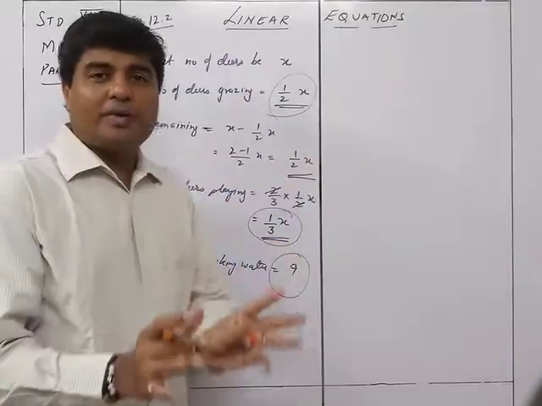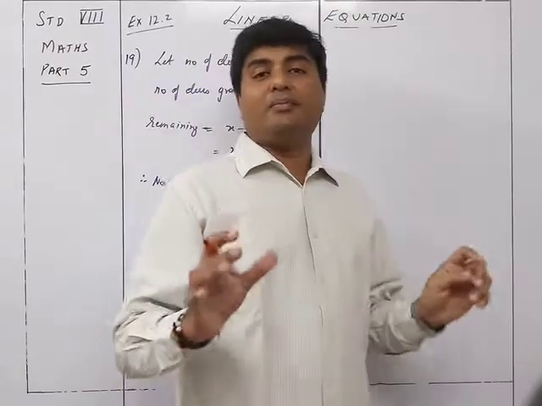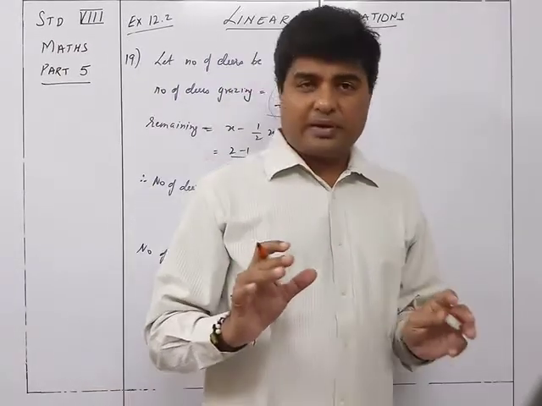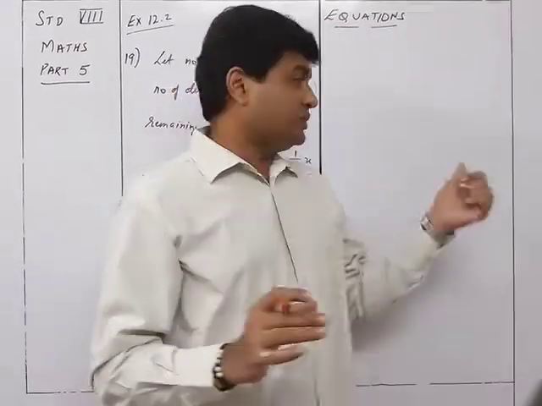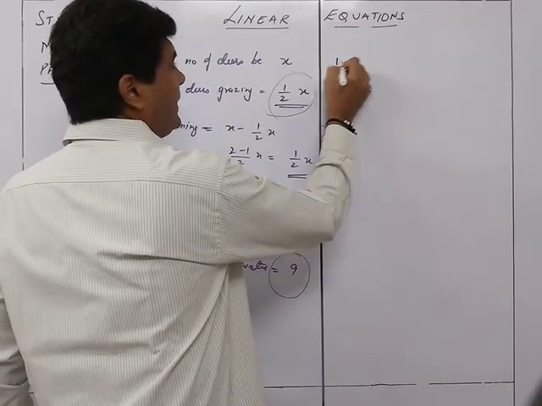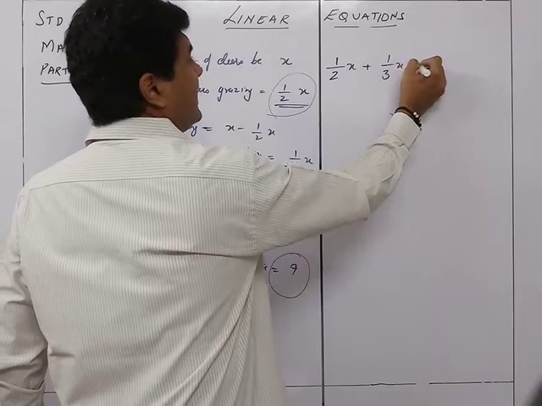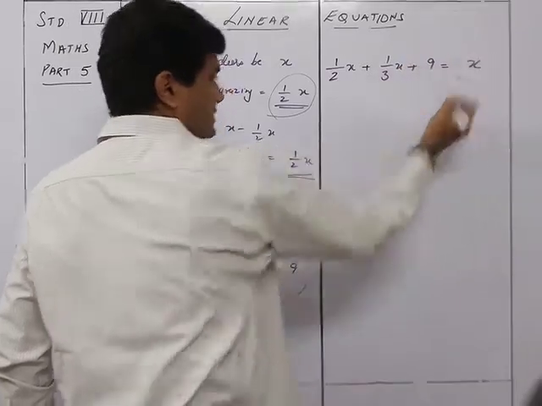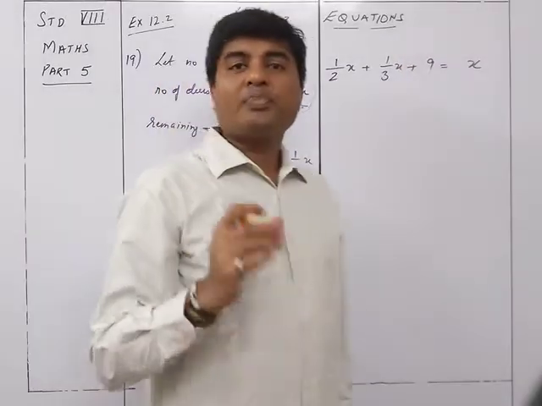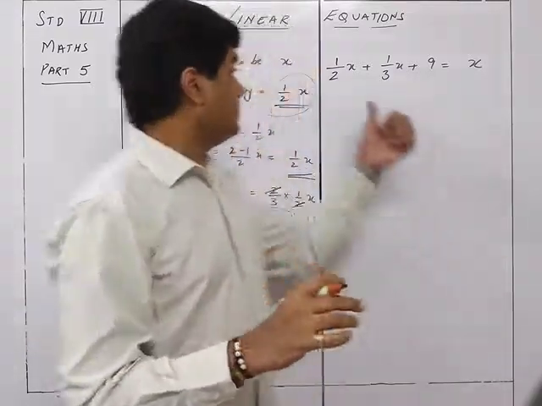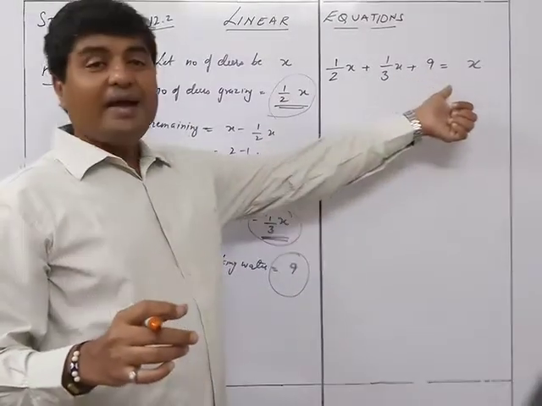उन सबका total मारेंगे तो उनको क्या मिलेगा? The total number of deers who are there in the herd. So that's why we write over here that 1 upon 2x plus 1 upon 3x plus 9 is equals to x. Why? Because we know that the final number of deers were x.